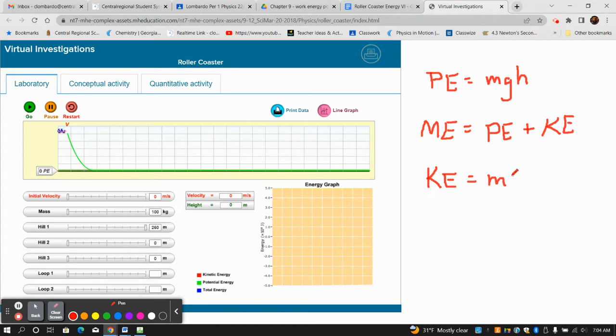Now, the equation for this is kinetic energy is 1/2 mv squared. So at any single point in an isolated system, like this roller coaster here, the potential energy at any point plus the kinetic energy at any point will give us our total energy or our mechanical energy. And that's going to stay constant. So once we can figure it out at one point, we're good. We should be able to then determine a few different other things from there.